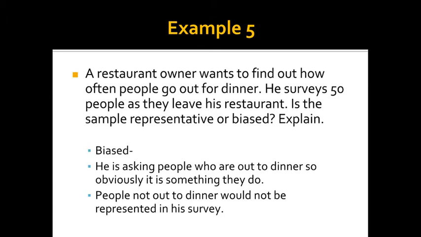biased because he's asking people who are out to dinner. So obviously they go out to dinner since they're out to dinner at the restaurant. So people not out to dinner will not be represented in his survey because if you're not going out to dinner, that means you're staying at home and you're eating at home. So everybody who doesn't go out to eat would not be represented. So this is going to be completely biased, and it's going to show that people like to go out to eat. But that's only because he's asking people as they leave his restaurant.